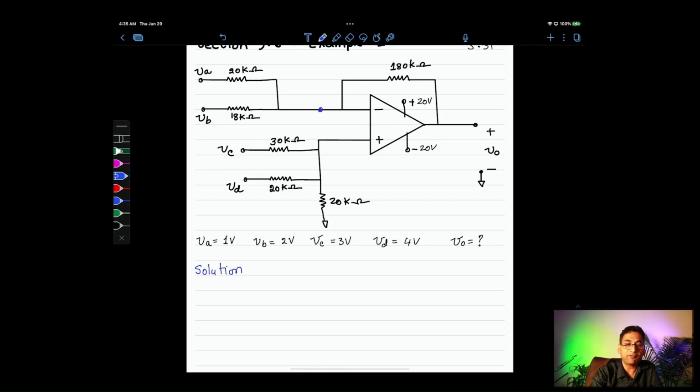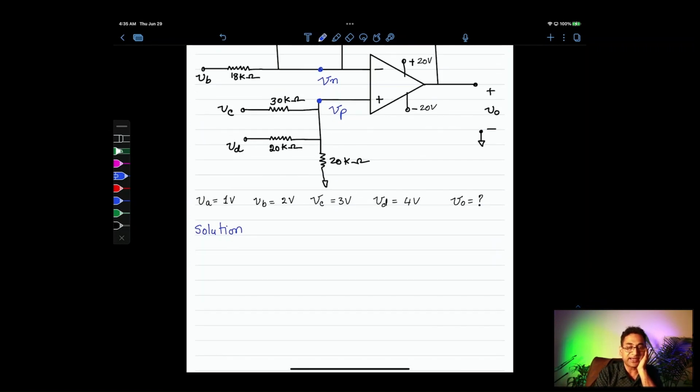If only I knew the value of Vn, the node voltage there, I could write KCL at that node. But not to worry, we have seen that if we can find out the value of Vp, that should equal the value of Vn because of virtual short, right? So let's try to write KCL at Vp, just so we can find the value of Vp.